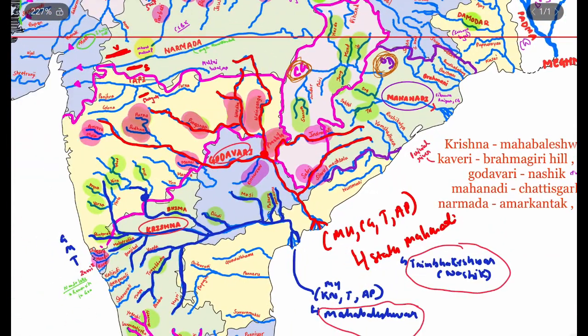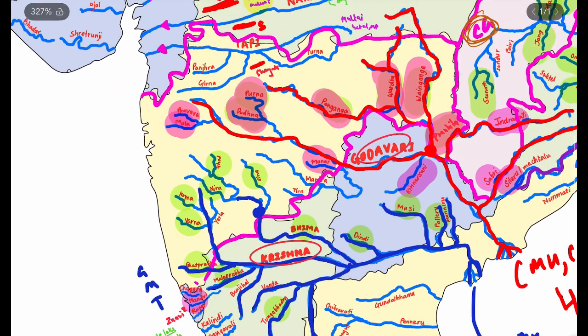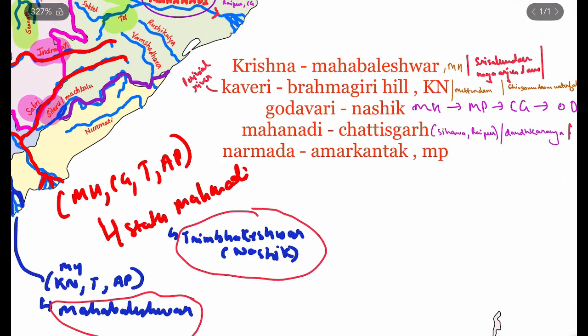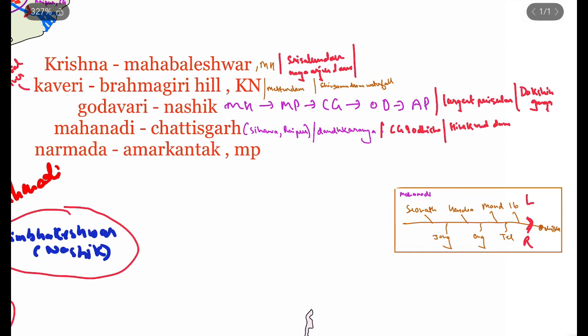Let's see what we have to do. Godavari. So the Godavari river originates in Nasik. It is the largest peninsular river, also known by the name Dakshin Ganga.